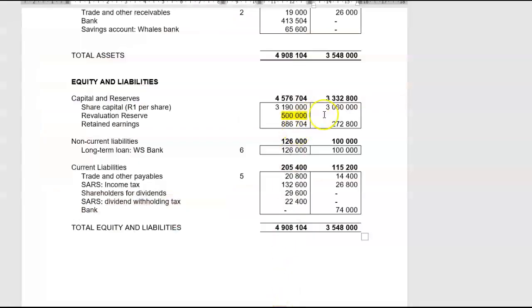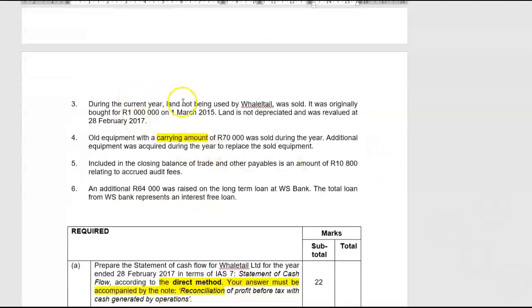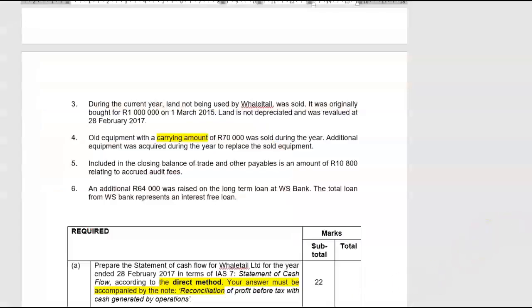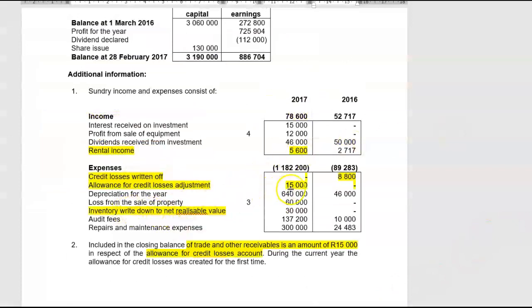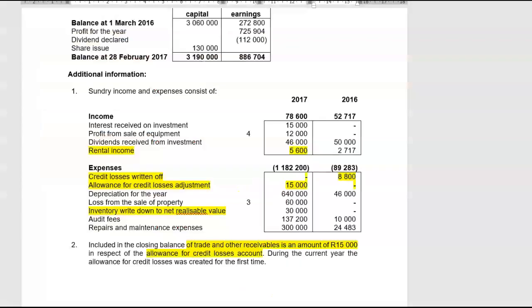If we had a revaluation reserve last year, the movement only would have been taken into account in our property, plant and equipment account. Then they also give us more information. They say land not being used was sold. It was originally bought for R1,000,000. Land is not appreciated, and there they also tell you that it was actually revalued. Here's the sold land of R1,000,000. They gave us the loss on the sale of the land here under expenses of 60,000 rand. Therefore, we can work out the proceeds on the sale of the land being 940,000 rand.